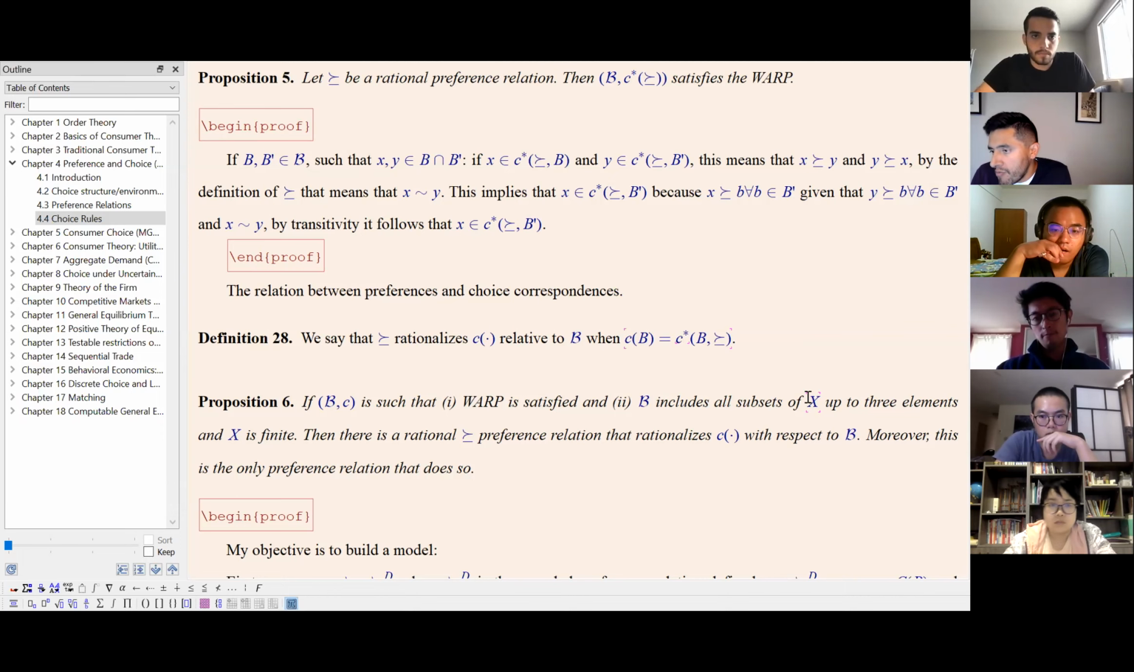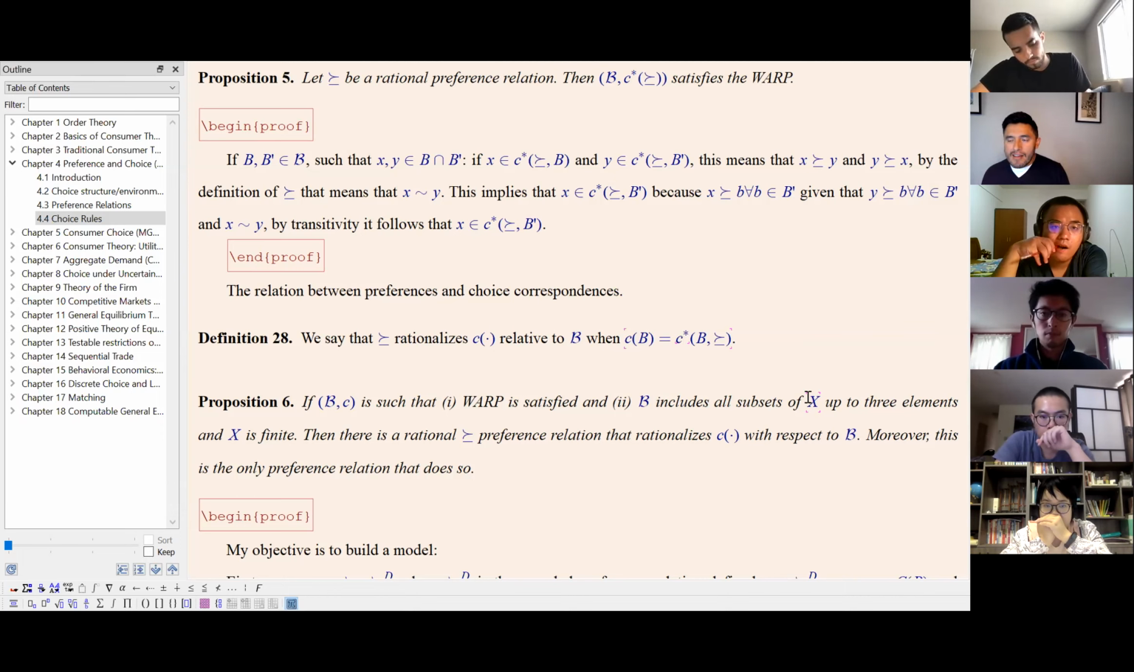So four particular menus. But imagine your choice set is now size 100, 1,000, right? This is actually really rich data. And in fact, we call this a rich data set, okay? So sometimes it's impossible to get it. But if you manage to get it, then there is a neat result. WARP is enough, or in fact sufficient, for rationality, okay?